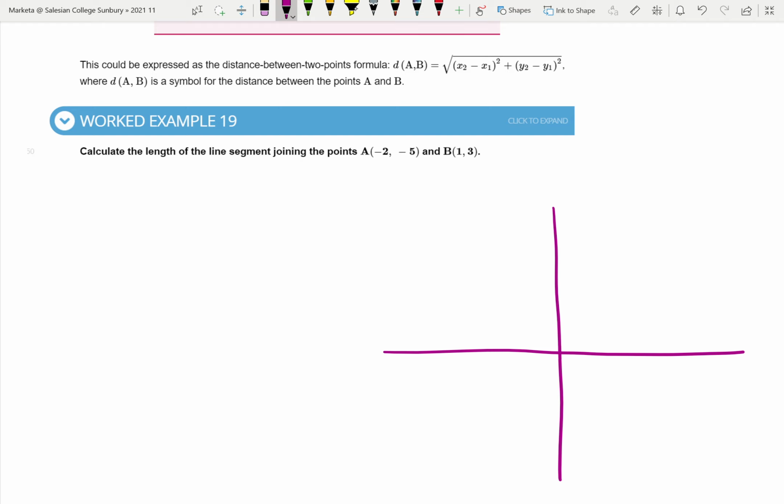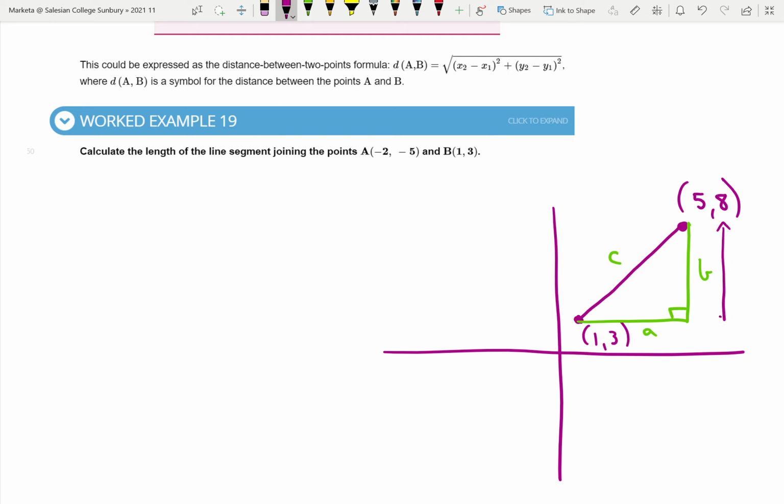So let's say we've got 2 points, and I'm going to say this is (1, 3) and (5, 8). Well, if you want to find the distance of that line, we can connect this up as a right-angled triangle. And we can say, well, let's call this A, B, and C. So you probably already are seeing that we're looking at Pythagoras here, and that's really all the distance formula is, Pythagoras.